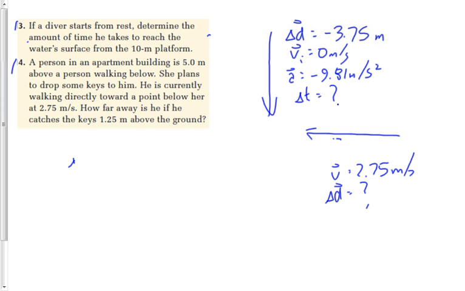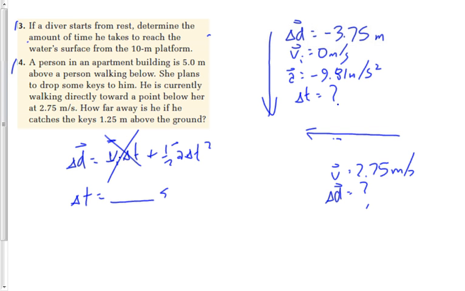Let's say for stage 1, the fall of the keys, d is equal to VIT plus 1/2 AT squared. This disappears. Let's get t the same as we did in 13 and the same as we did in that other question. Let's get the time. That's how long it takes the keys to fall. How long does this guy have to walk at 2.75 meters per second? Whatever the time was of the keys falling.